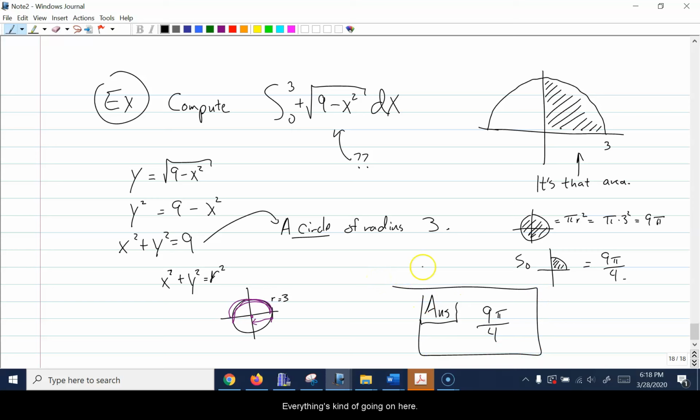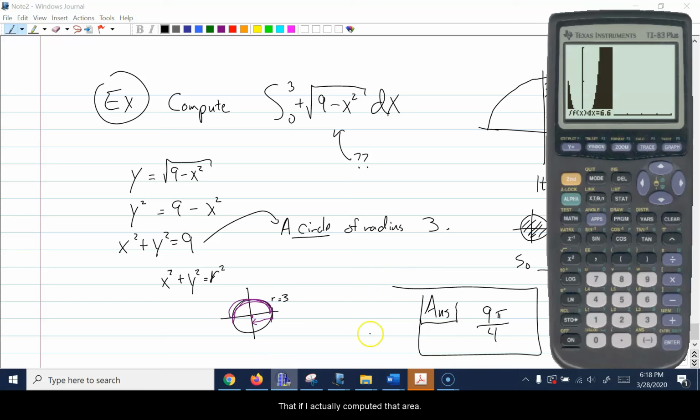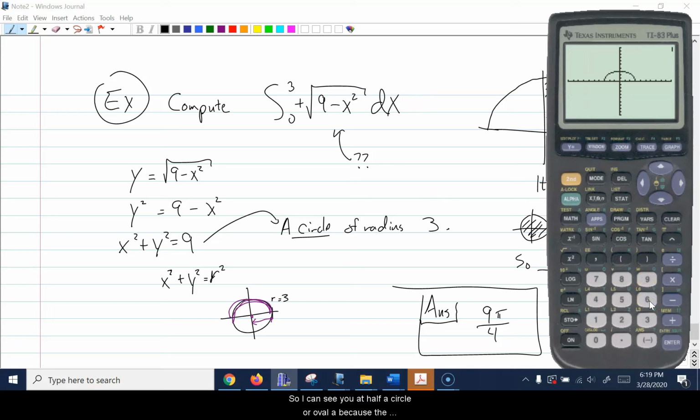A weird thing's kind of going on here. If I actually computed that area, what was our function? It was the square root of 9 minus x squared. Graph me that. Let's go to standard zoom. So I can see, yeah, it's half a circle. It's looking more ovally because the aspect ratio isn't fixed. If I squared out the aspect ratio, it would be a perfect circle.